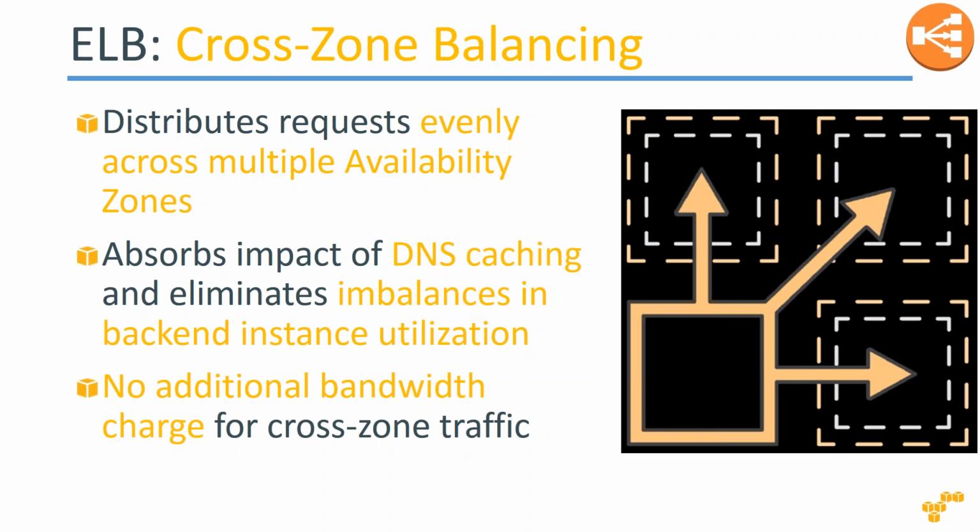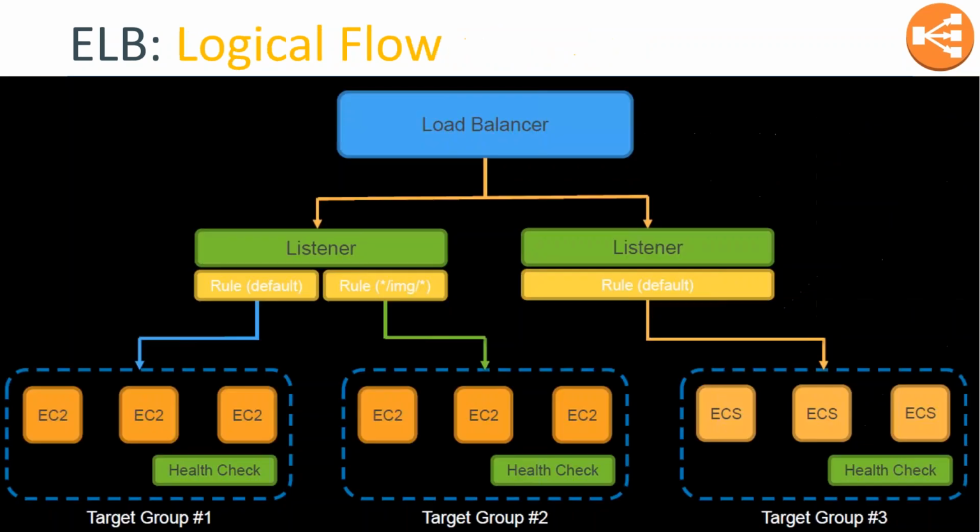This way, if you're doing cross-zone load balancing, the DNS caching will be updated with both the servers, and then the traffic is sent to both instances. So you don't see the imbalanced utilization of both the servers.